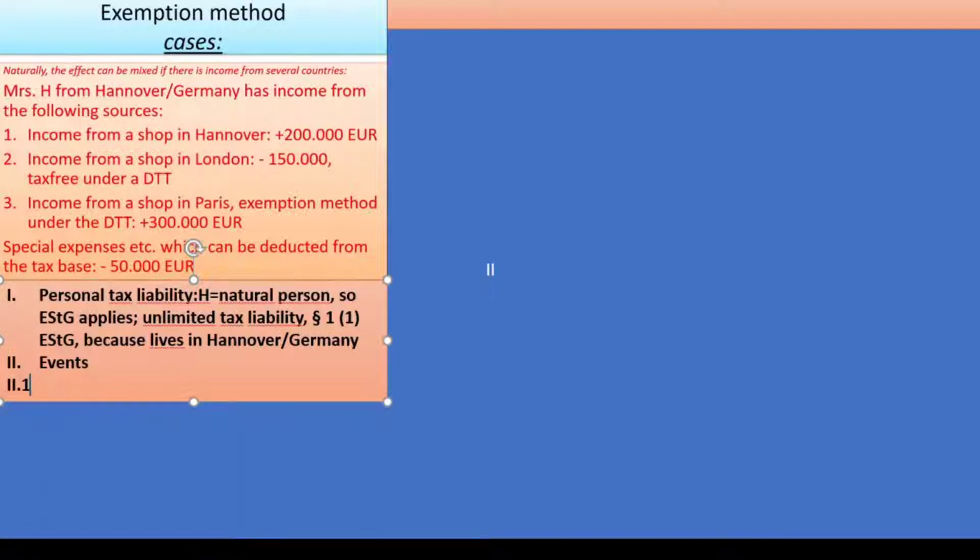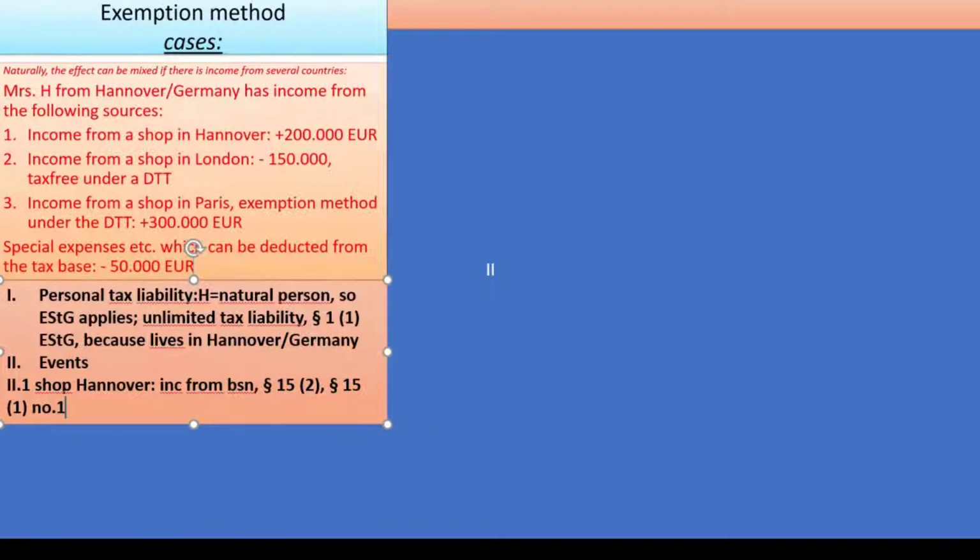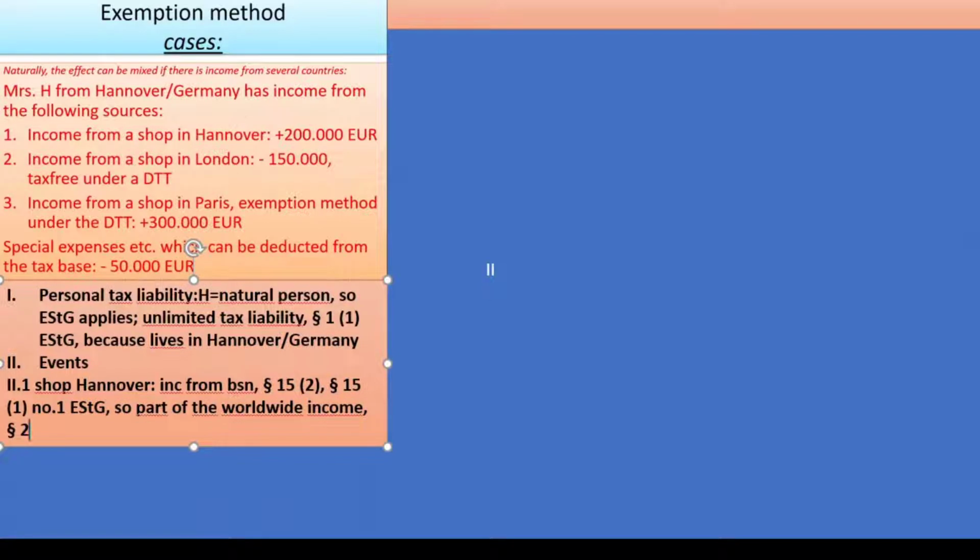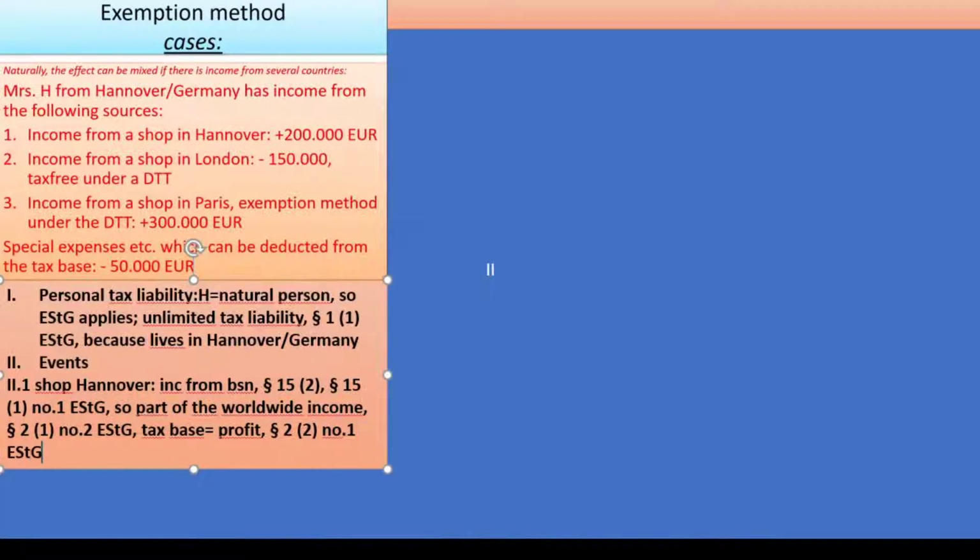2.1, the shop in Hanover. That's income from business, paragraph 15.2, and it has to be taxed by the owner, paragraph 51 number 1 ESTG. So it is part of the worldwide income, paragraph 2.1 number 2 ESTG. The tax base is the profit, number 1 ESTG, given as 200,000.